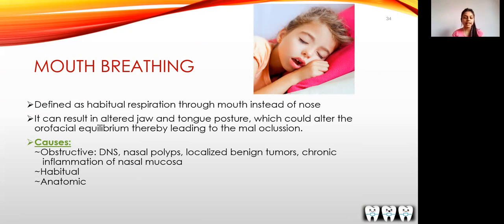Some of the causes can be obstructive: a deviated nasal septum, nasal polyps, localized benign tumors, and chronic inflammation of the nasal mucosa. Under habitual, it means that the child persists with the habit even after removal of the obstructive cause. Next is anatomic. It is present in children who have short and hypotonic lips.